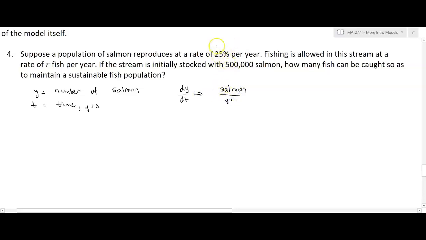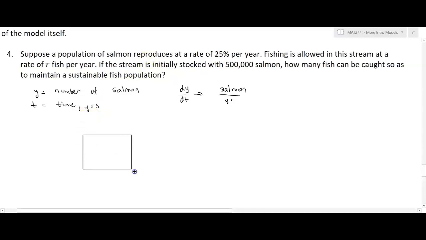Now, because there's a reproduction rate of 25% per year, another way we could think about this is that every single fish in the population will on average produce 0.25 baby salmon per year. And I don't know if this is a valid figure. I've just created this. I'm sure if you were an ecologist studying salmon, you'd know this figure better than I do. So let's draw our black box model.